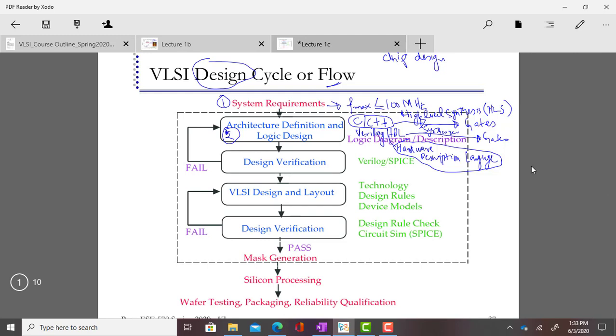Essentially you start either from a higher level language like C or C++ and you go to the gates, or you start from Verilog HDL, which is another language, hopefully you will study, and you go to the gates. Now the gates is what is called logic design. So the second step is logic design.